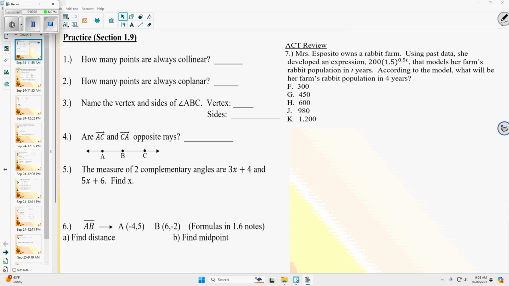Okay, how many points are always collinear? How many points are always coplanar? What's the vertex of angle ABC? B. What are the sides? Sides are points?